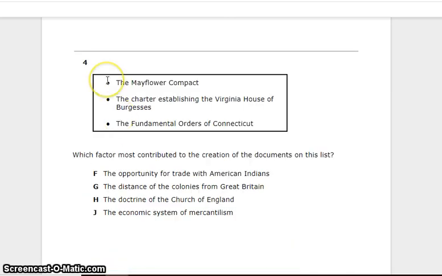Number 4. The Mayflower Compact. The charter establishing the Virginia House of Burgesses. The Fundamental Orders of Connecticut. Which factor most contributed to the creation of the documents on this list? F. The opportunity for trade with American Indians. G. The distance of the colonies from Great Britain. H. The doctrine of the Church of England. J. The economic system of mercantilism.